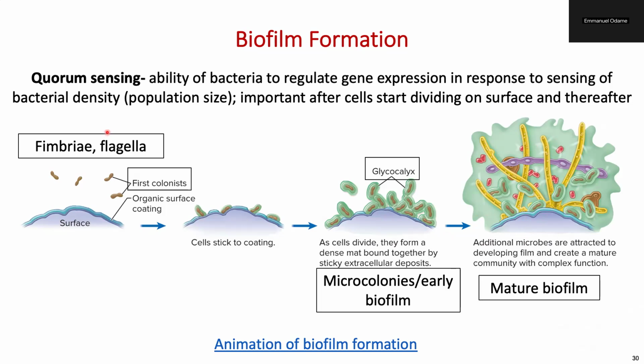So we can talk of quorum sensing. Basically, it is the ability of a bacteria to regulate gene expression in response to sensing of bacterial density or population, important after the cells start dividing on a surface and also thereafter. That is the whole mechanism. They attach, they divide, they attract other bacteria, and they join.